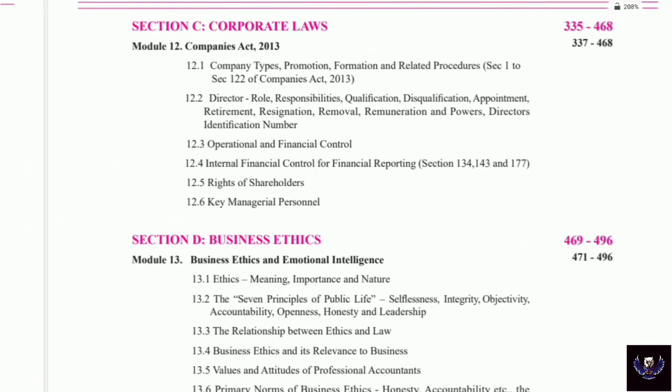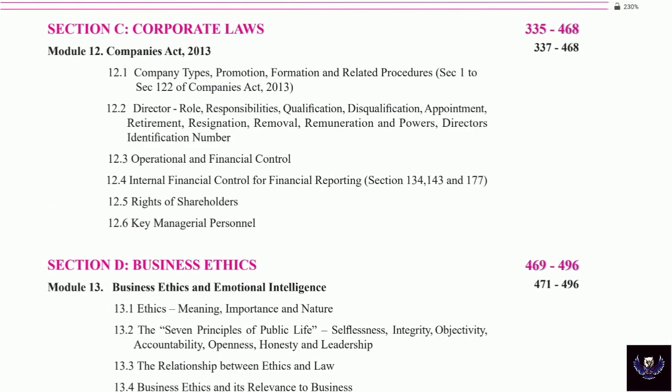So finally we'll look at the Companies Act. First, company types, promotion, formation and related procedures, then the topic of directors, and then internal financial controls for financial reporting, and rights of shareholders. These four have the highest weightage, and there is a chance that from these four topics you'll get two or more questions.